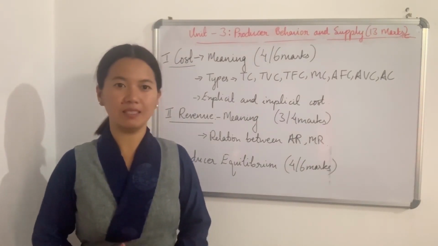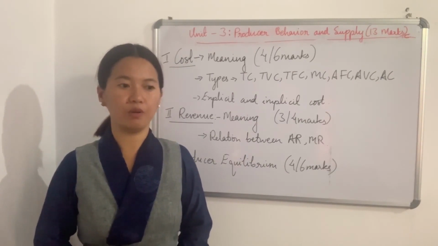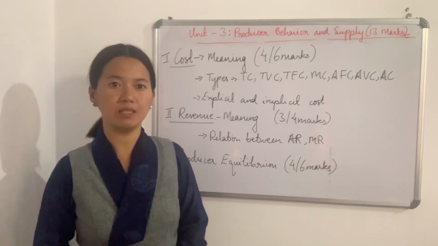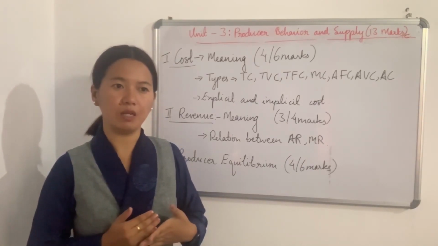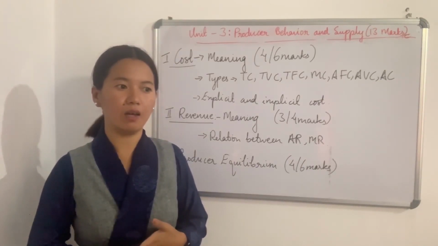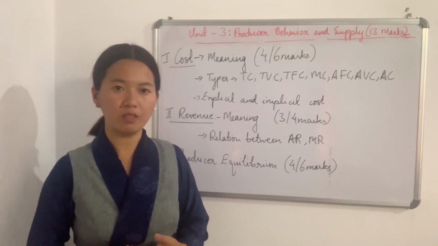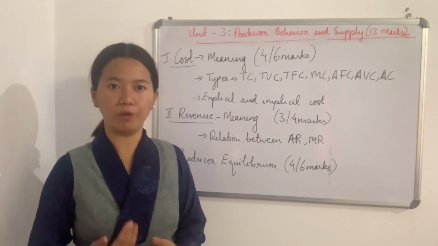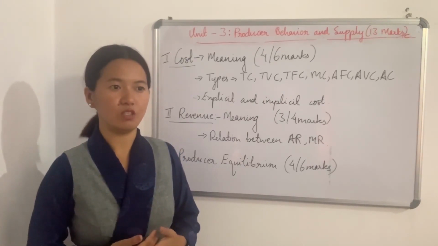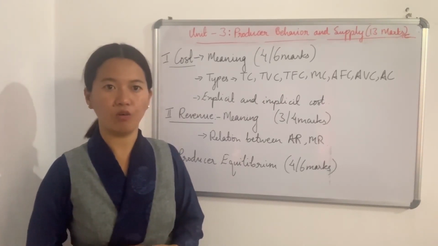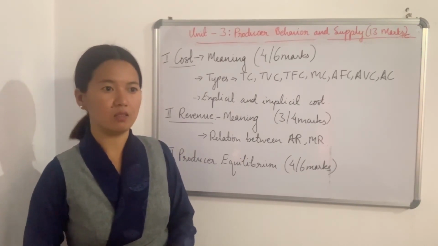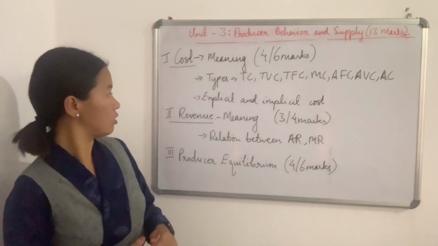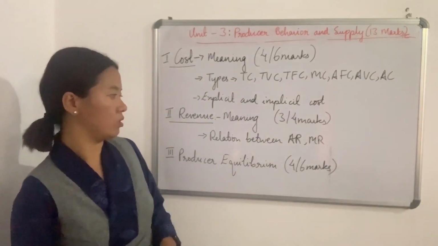As I've said earlier, we are going to learn this third unit of introductory microeconomics in three parts, and the first part we have already learned. We learned the product, types of product, production function and law of variable proportion. So in today's session we are dealing with the second part of the third unit, and under this we are going to learn the three main important concepts, which are cost, revenue and producer equilibrium.